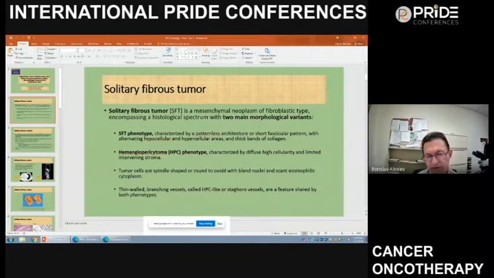Solitary fibrous tumor is a mesenchymal neoplasm of fibroblastic type encompassing a histological spectrum with two main morphological variants. The SFT phenotype is characterized by a patternless architecture of short fascicular pattern with alternating hypocellular and hypercellular areas and thick bands of collagen, and the HPC or hemangiopericytoma phenotype is characterized by diffuse high cellularity and limited intervening stroma. Tumor cells are spindle shaped or oval, with bland nuclei and scanty eosinophilic cytoplasm. Thin-walled branching vessels, also called HPC-like or staghorn vessels, are a feature shared by both phenotypes.